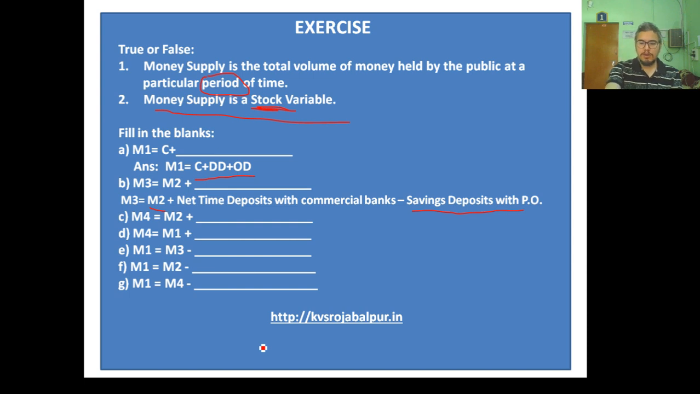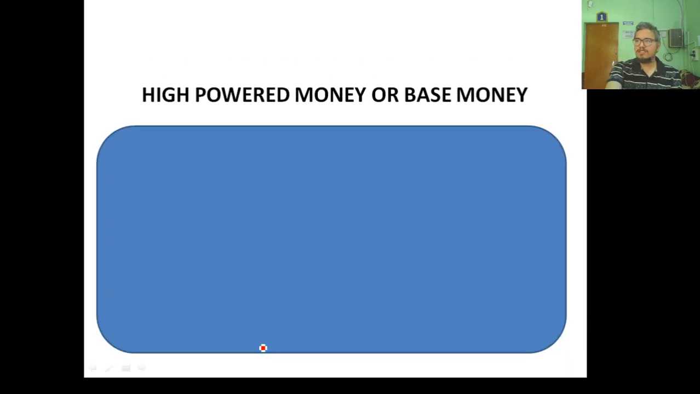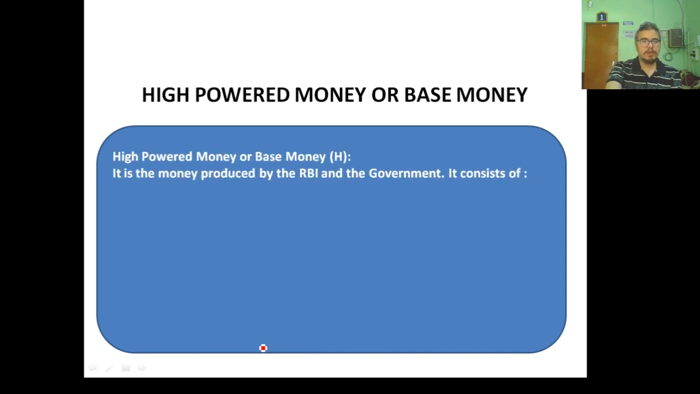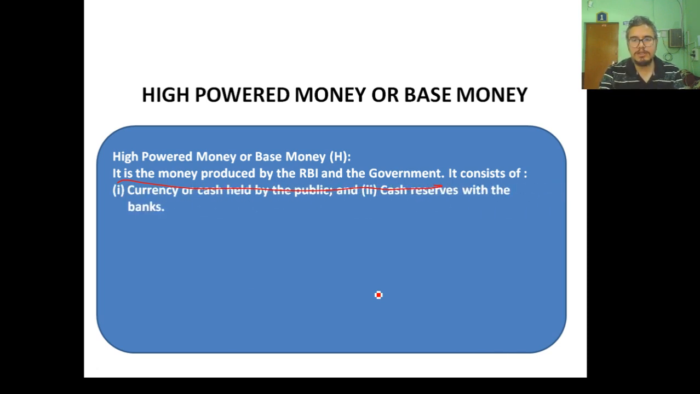Okay, now the very last topic of the chapter is high powered money or base money. What do we mean by high powered money? It is the money produced by the RBI and the government. Okay, it is the money which is issued by RBI or the government, and it consists mainly of two parts, that is currency or cash held by the public and cash reserves with banks.